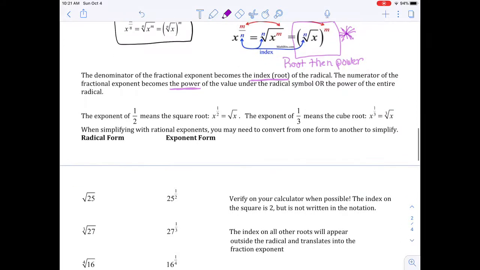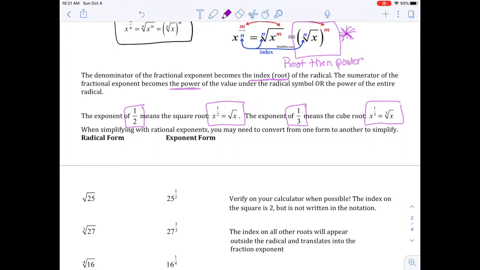Two common exponents that are fractions. One of them is when the exponent is a half, and the other one is when the exponent is a third. So I want you to take a look at the equivalency here. So x raised to the 1/2 is the square root of x. X raised to the 1/3 is the cube root of x.